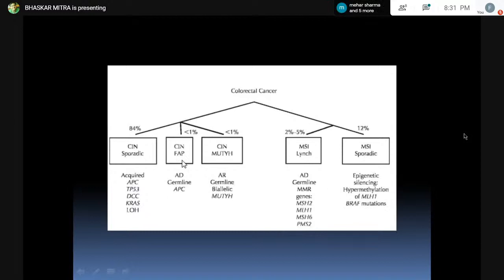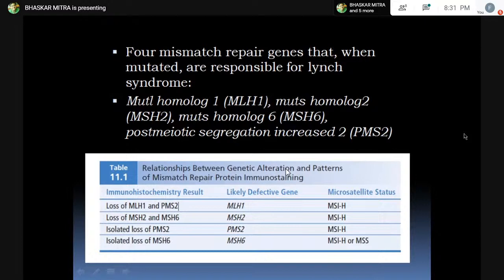Now, what algorithm do we use? We use mismatch repair genes. Immunohistochemistry can be used for this, for loss of both MLH1 and PMS2. The gene likely defective is MLH1. With loss of MSH2 and MSH6, MSH2 is the likely defective gene. This is the heterodimer group. There may be isolated loss of PMS2 or MSH6, and this also points to different defective genes.